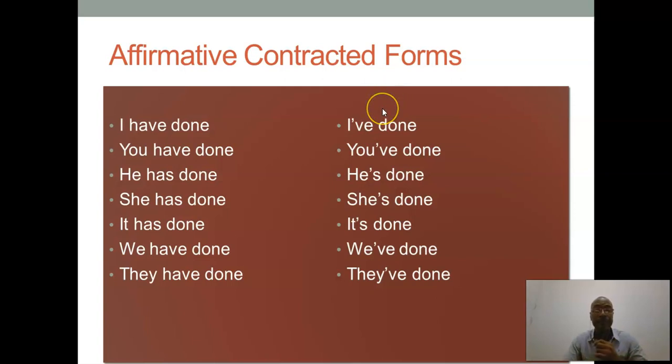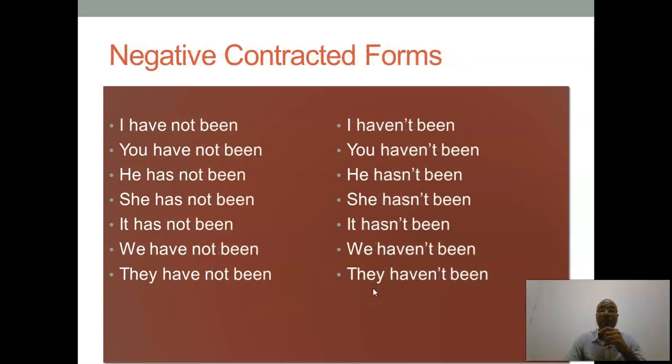You have done is contracted to you've done. He has done, he's done. She has done, she's done. So she's and he's are the contracted form for the third person singular. But don't confuse this with he is or she is, because they can also be contracted to that form. But you will know if you have the past participle afterwards, so you know it's he has or she has. It has done, it's done. We have done, we've done. They have done, they've done. So this is for the affirmative contracted forms.